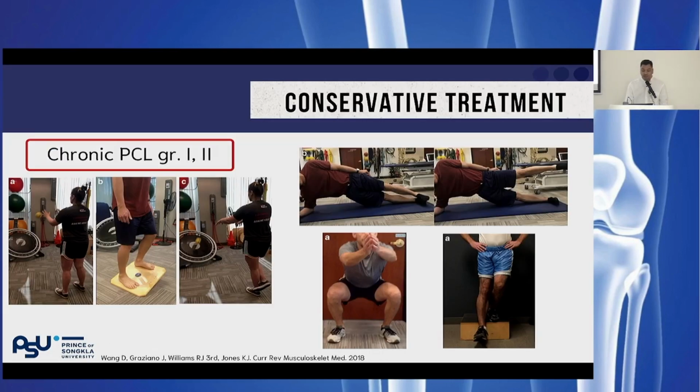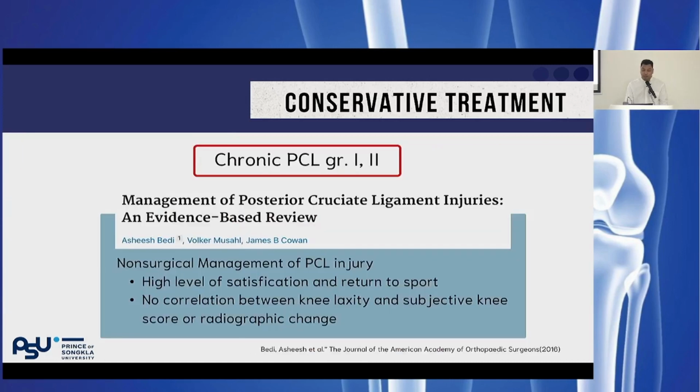Conservative treatment of chronic PCL injury grade 1 and grade 2: hyperextension of the knee and posterior tibial translation should be avoided. Hyperextension and hamstring exercise are prohibited in the first phase. Balance and proprioception training, and quadriceps and gluteal strengthening exercises must be done in conservative treatment. Non-surgical treatment has a high level of satisfaction and return to sport, and there is no correlation between knee laxity and subjective knee score.